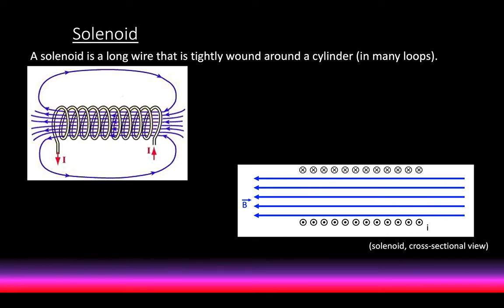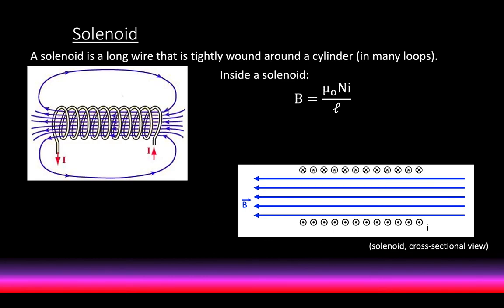So a cross-sectional view of an ideal solenoid is going to look something like this, where we have current flowing into the computer screen up here. We have current flowing out of the computer screen down here. Have your four fingers point into the computer screen if they're above and out of the computer screen if they're below. And notice that your thumb is pointing in the direction of B. Your thumb is pointing to the left. And again, make sure you're using your right hand for this.